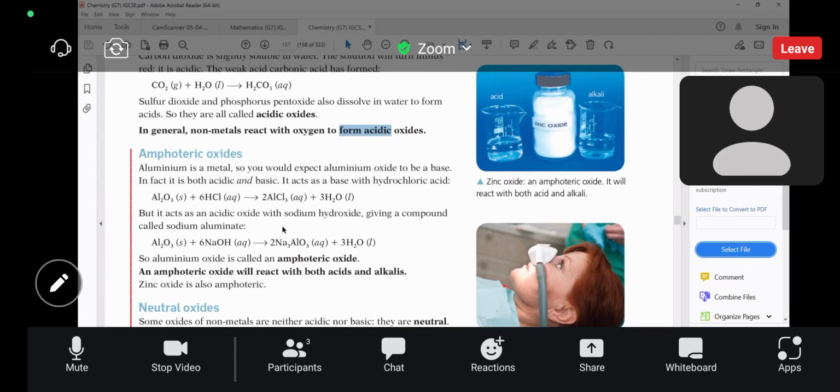Right. Here, aluminium oxide can dissociate as aluminium 3 plus and O2 minus. This HCl can dissociate as H plus and Cl minus. So this aluminium and this Cl form aluminium chloride, and this H plus and this O2 minus produce H2O.